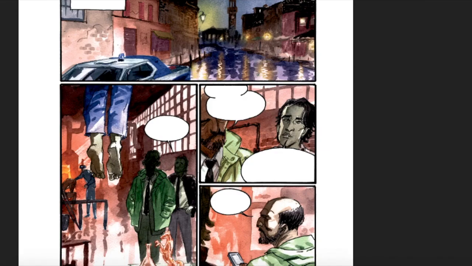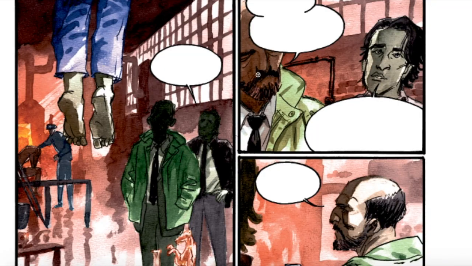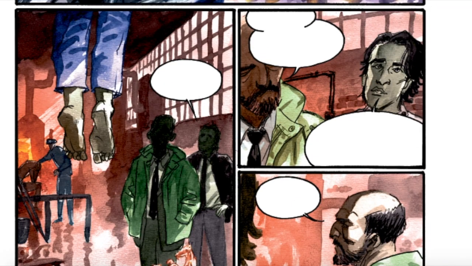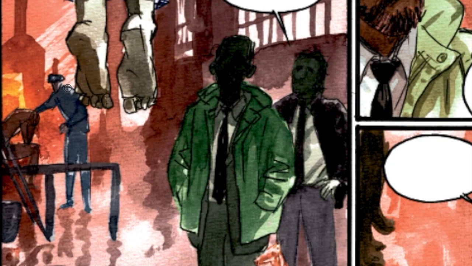Wow. This is another page from The Last Good Man. The coloring definitely helps to put these feet in the foreground here, because if I hadn't put that apart from the background, it seems like the feet are standing on top of this little man in the background there.